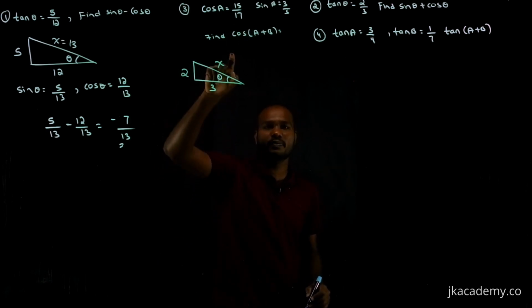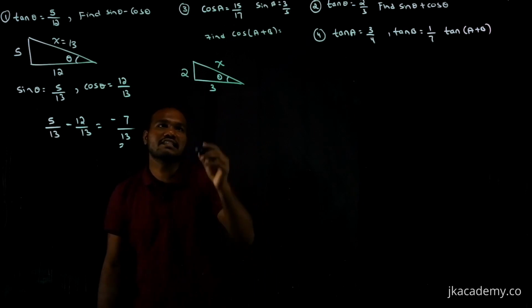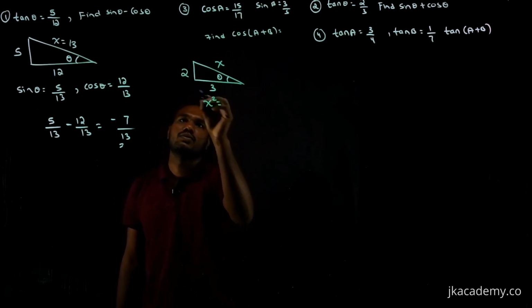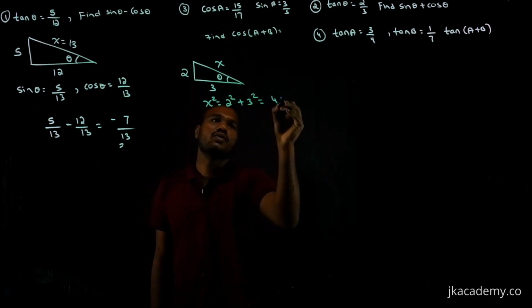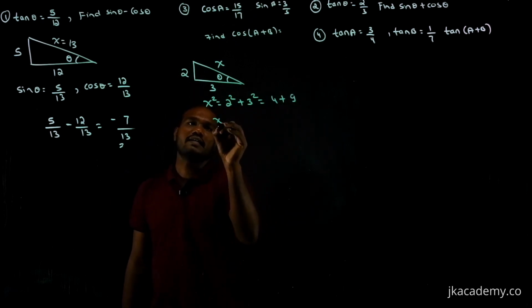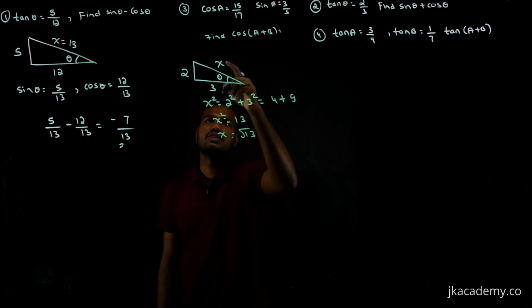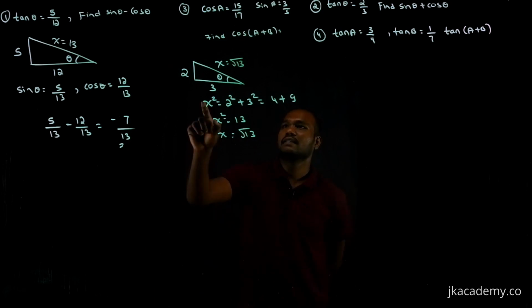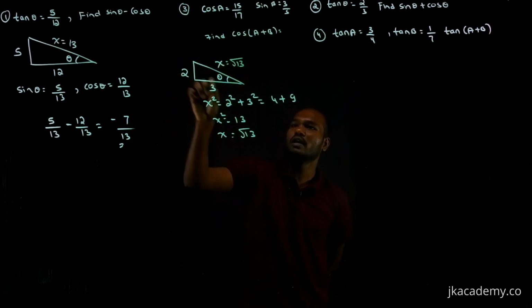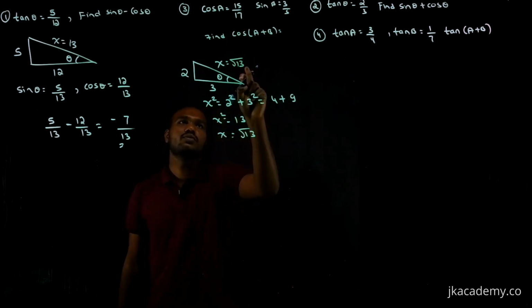Does it look like a triplet? 2, 3. We don't know what this is. So how to find X? Bigger square is equal to smaller square plus smaller square. So 2 square is 4 plus 9. So x square equals 13. X is equal to root 13. Could you solve? X square, the bigger square, equals smaller square plus smaller square, that is 4 plus 9. So x is equal to root 13.